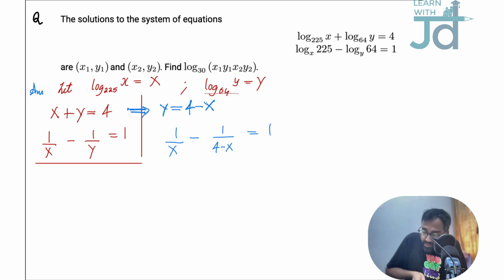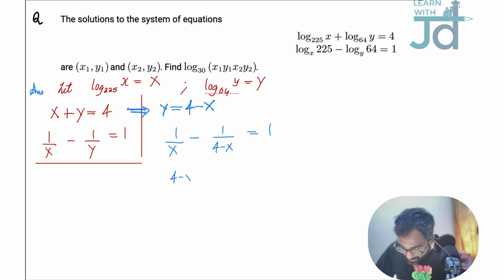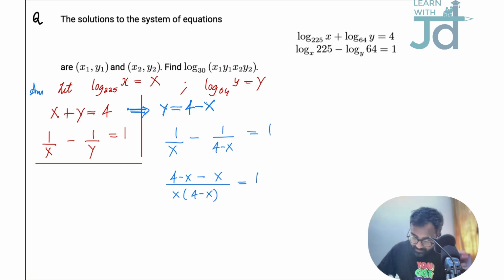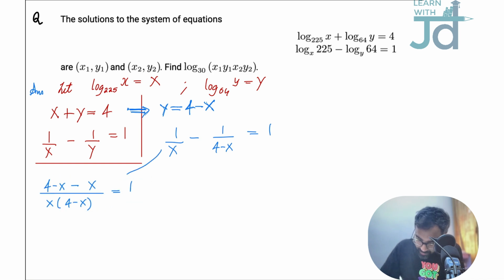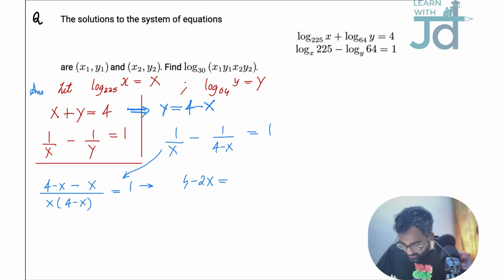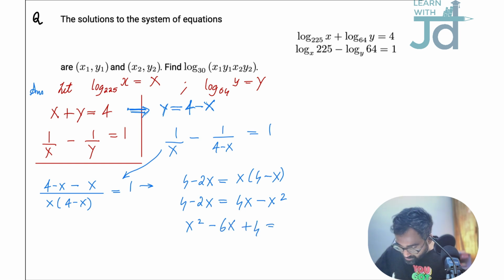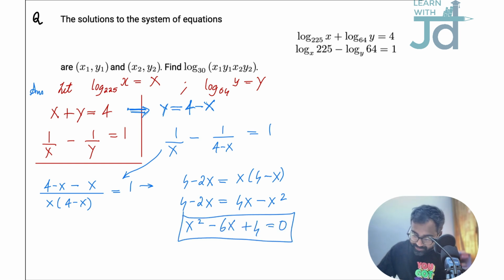Now it's a quadratic equation. Solve it. So (4 minus X) divided by X into (4 minus X) is equal to 1. I'm just solving it. So 4 minus 2X is equal to X into (4 minus X). So 4 minus 2X is equal to 4X minus X square. So X square minus 6X plus 4 is equal to 0. So this is one equation.